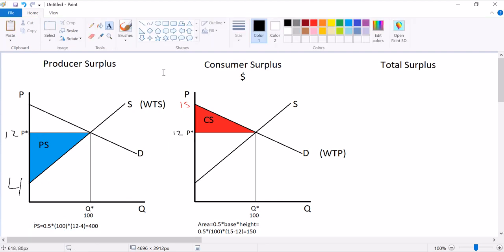And all that means is that these 100 sales made our producers $400 richer. These were sales where the price was above the cost, above the willingness to sell. And again, more of this makes your producers happier. Less of this makes producers sadder.